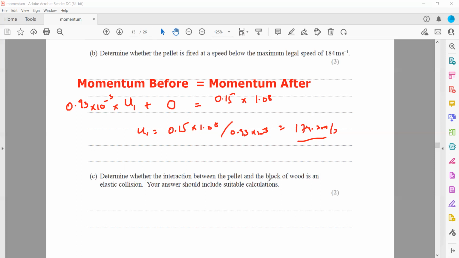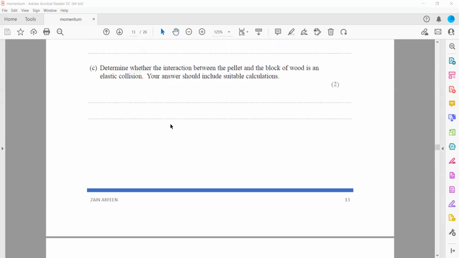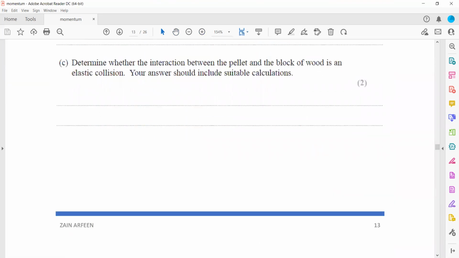Then determine whether the interaction between the pellet and the block is elastic, and your answer should include a suitable calculation. For an elastic collision, the total kinetic energy before and the kinetic energy after should be the same. The total kinetic energy before is only for the pellet, and after is for the pellet and block together, because the total kinetic energy before collision should be equal to the total kinetic energy after collision. As we use the conservation of momentum.